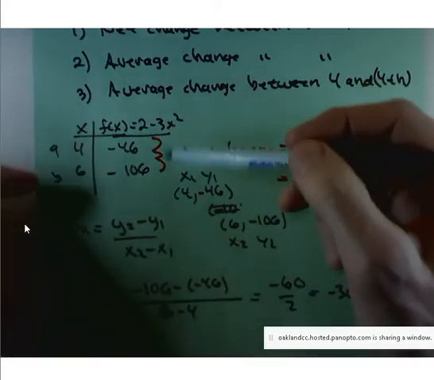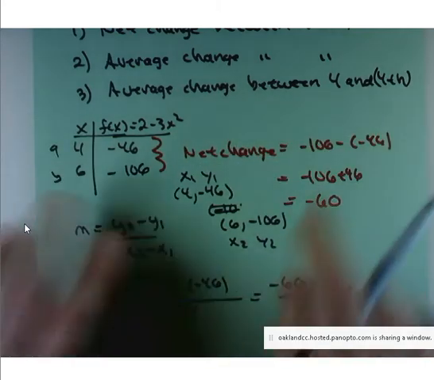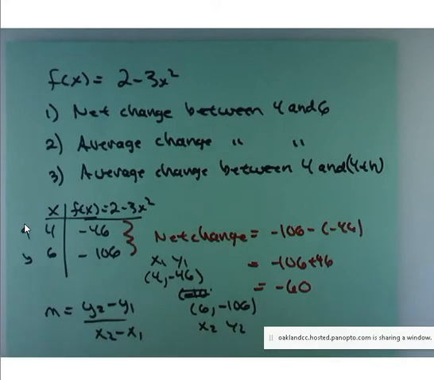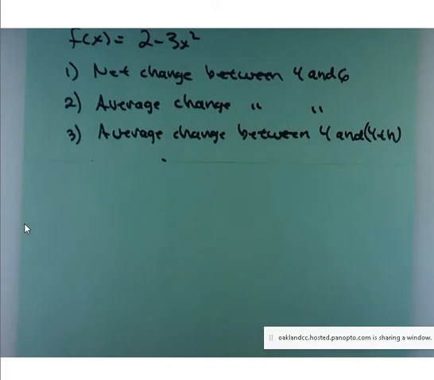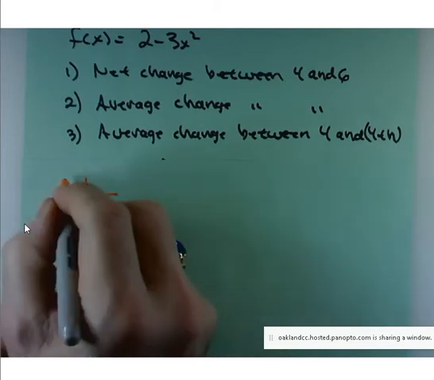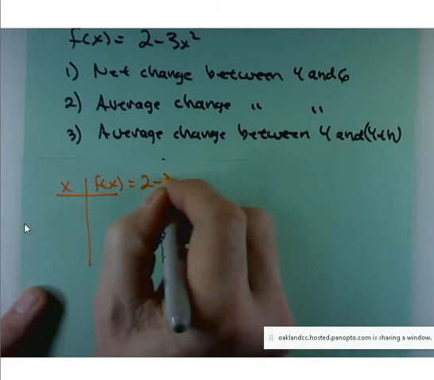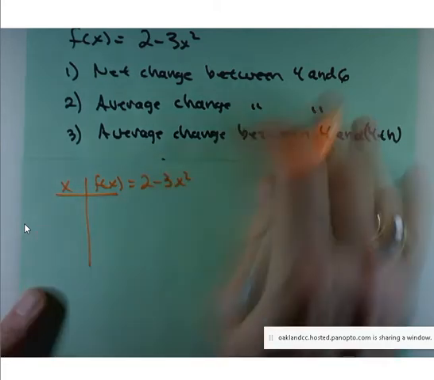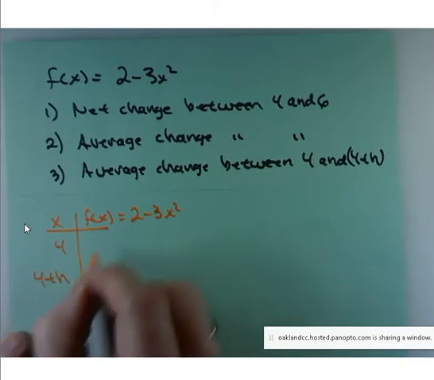Let's try and find the average rate of change for these 2 points. Now that one's going to be a little more challenging. It is going to be something that I'll test you on, so it's worth looking at. Let's see here. So I'm going to do another t-table. X, f of x, 2 minus 3x squared. This time it's 4 and 4 plus h.